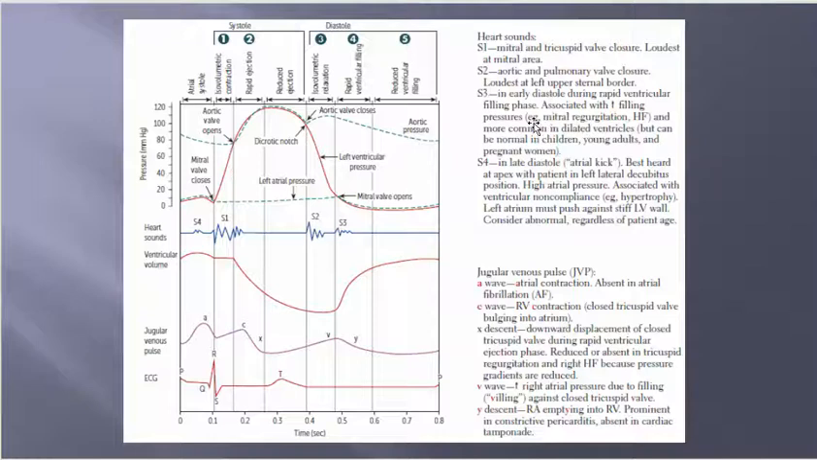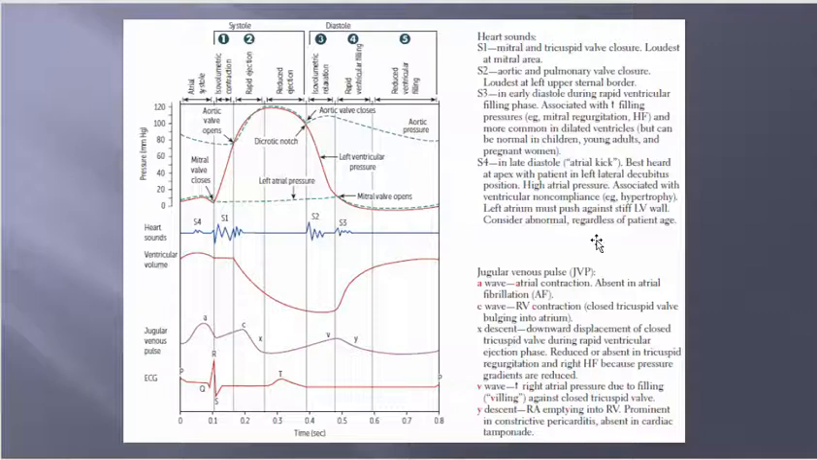So now you're filling up your ventricular chambers, increased filling pressures. You may have some mitral regurgitation going back into the left ventricle. And more common in dilated ventricles, but can be normal in children, young adults, and pregnant women.